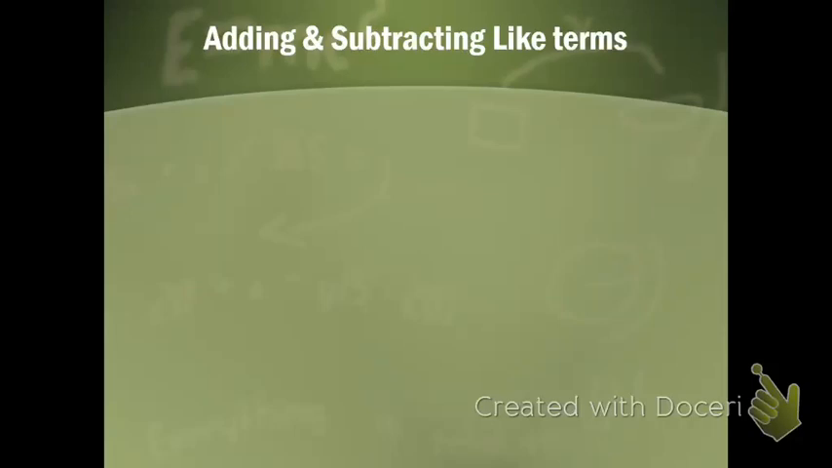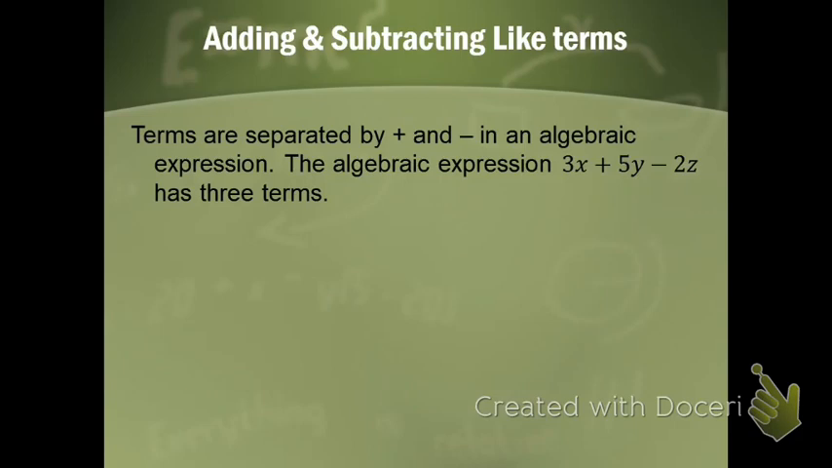Okay, today we're looking at adding and subtracting like terms. Terms are separated by the plus and minus sign in an algebraic expression. The algebraic expression 3x plus 5y minus 2z has three terms. Looking at those terms, we have 3x, 5y and minus 2z. We can see that they are separated by plus and negative signs.